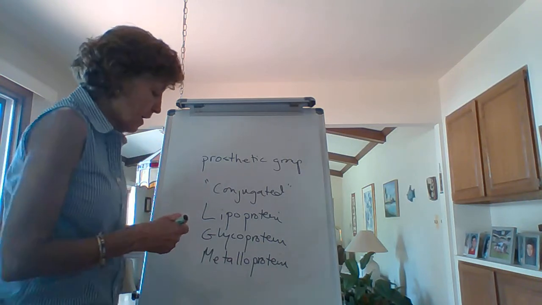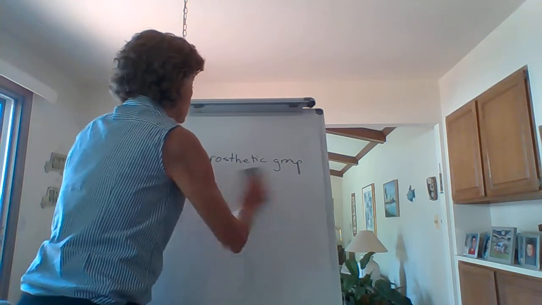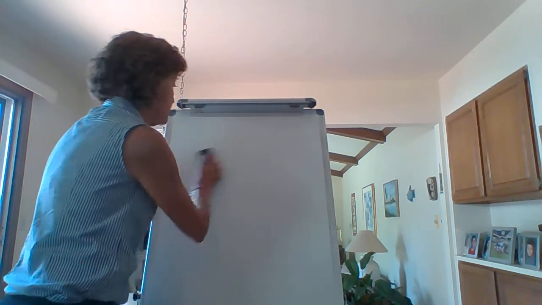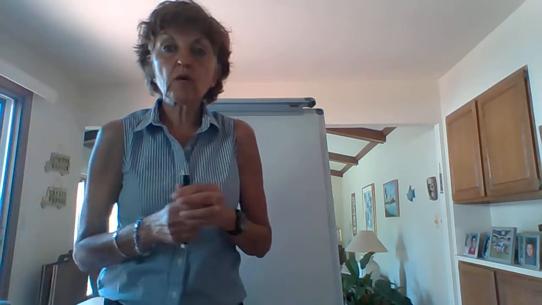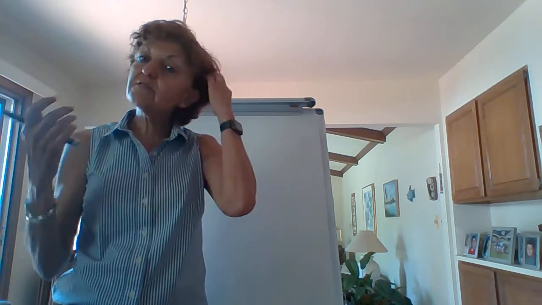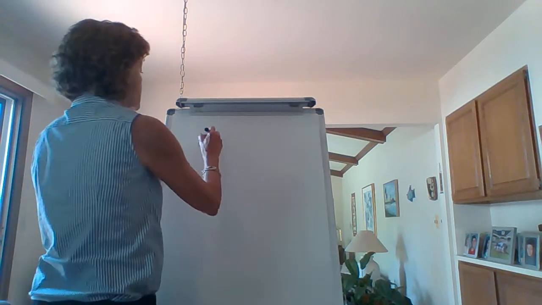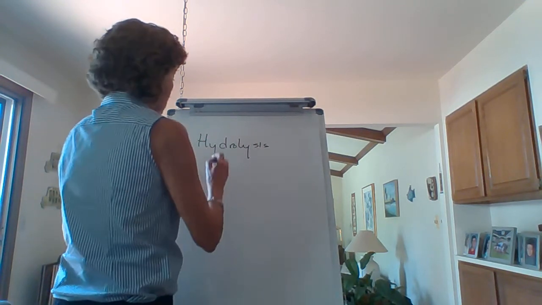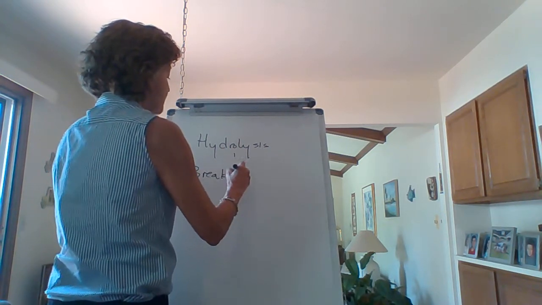Okay? The last thing on our what you need to know list is reactions of proteins. There are two main things that proteins will do. You can hydrolyze them or you can denature them. Let's first talk about hydrolysis. Hydrolysis, as we saw in previous chapters, is we're going to break the peptide bonds.